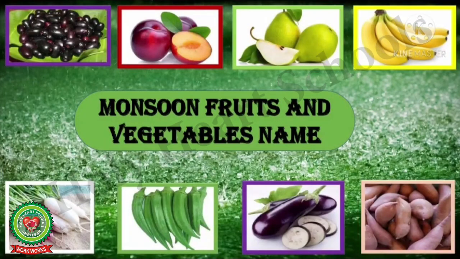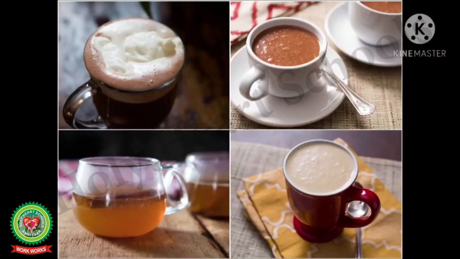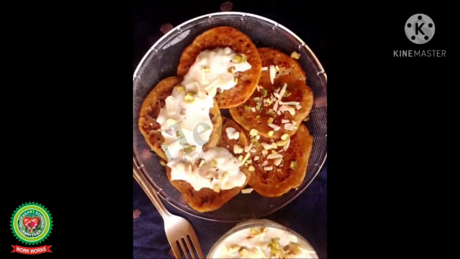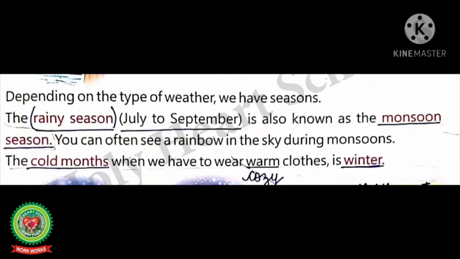In this season, fruits like bananas, berries, and vegetables like gourd, ladyfinger, brinjal are eaten. People also like to have hot soup, coffee on a rainy day. Kheer puri is also eaten during monsoons. Now we will continue reading.